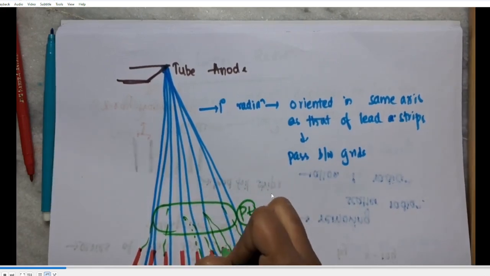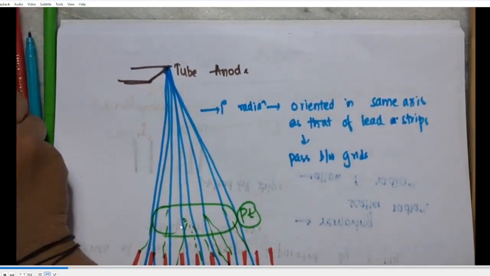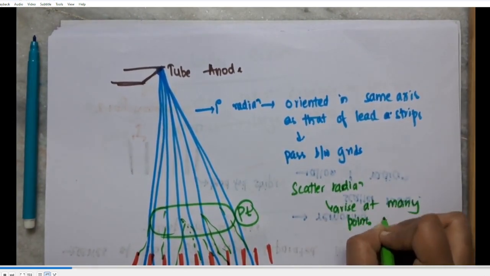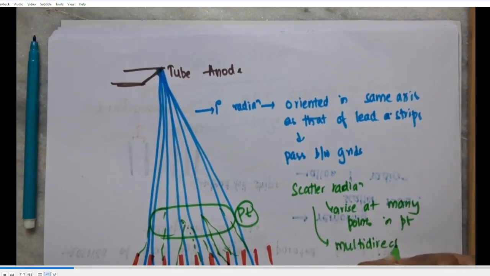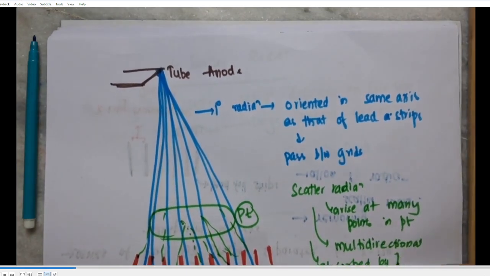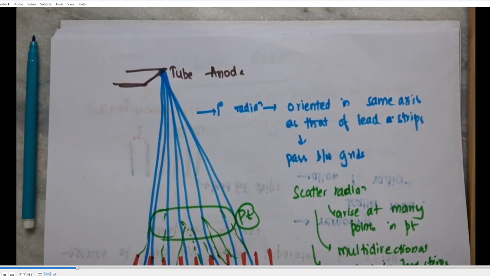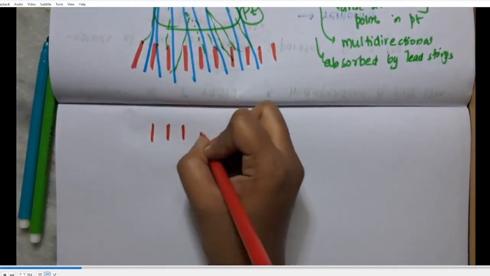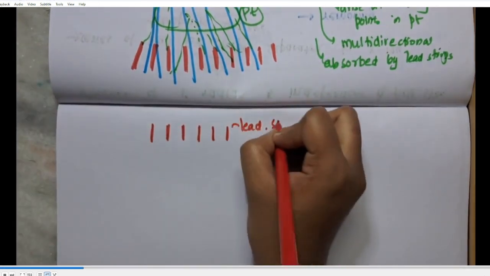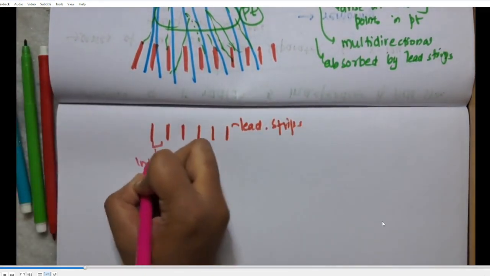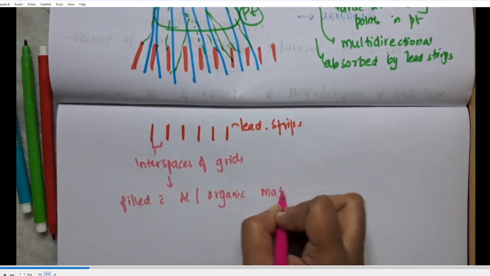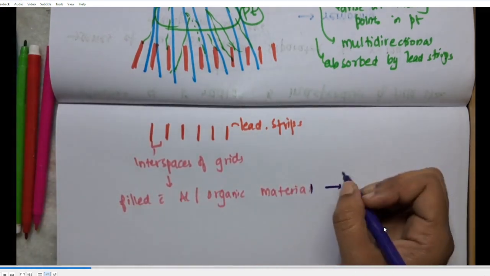Whereas the scattered radiation arises from many points within the patient and is multidirectional. So most of it is absorbed by the lead strips, and only a small amount of it can pass through them. These are the lead strips, and the interspace of the grids is filled by either aluminium or some organic compound.